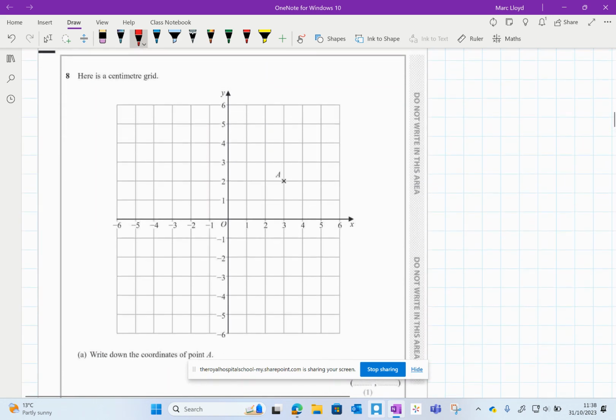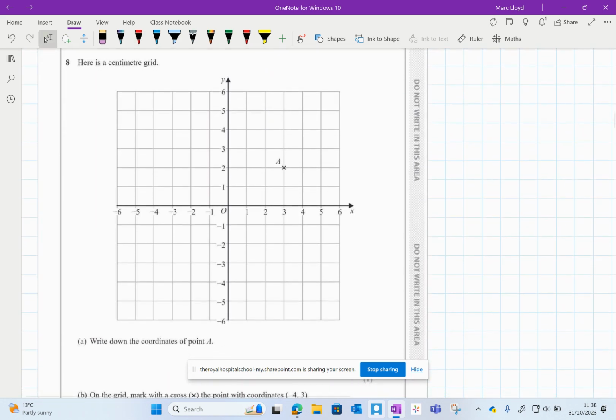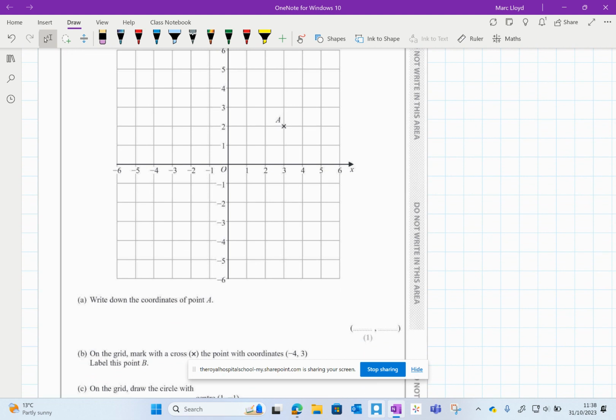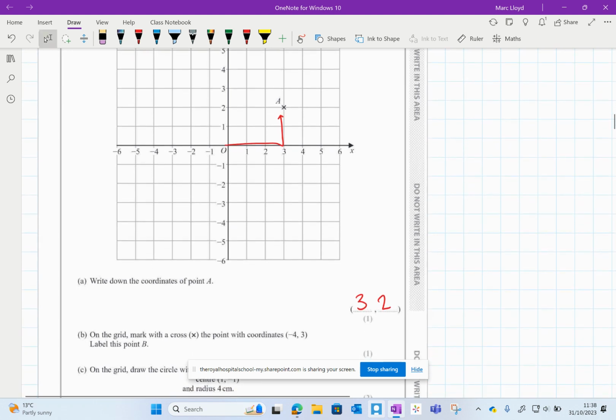Okay, doing all right. 4 minutes in, on to question 8. Write down the coordinates of point A. So we go along the corridor, up the stairs. That's 3, 2. On the grid, mark with a cross the point with coordinates -4, 3. Again, we go across to -4, up to 3, and it's in there.